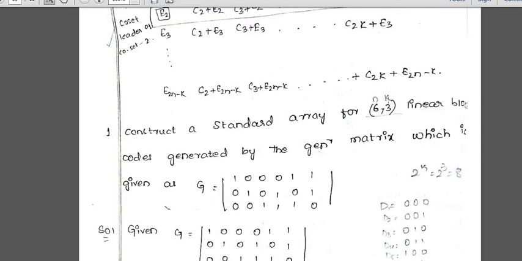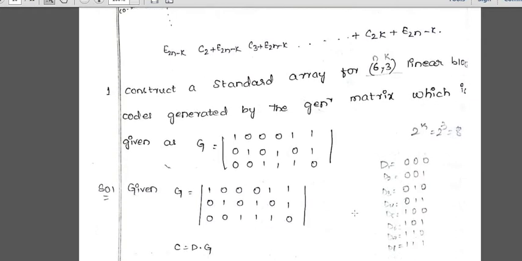D into G. How many data words are you getting? 2 to the power of k. What is the k value here? (n, k), k is 3. So 2 to the power of 3 is nothing but 8. So 8 data streams you will be getting here. So C, what is the code vector? C is equal to D into G.